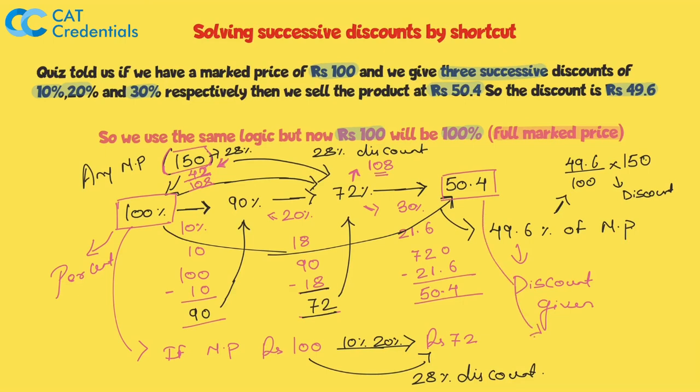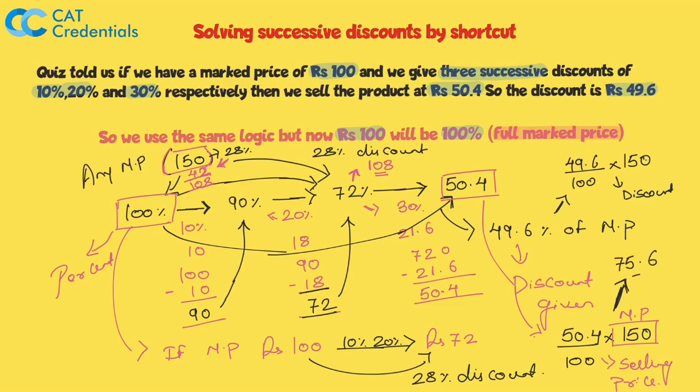Now if you ask me, don't tell me the discount, tell me what will be the selling price right now. I'll tell you 50.4% of your mark price, which was 150, will be your selling price. So calculate 50.4% of 150 and that will be your selling price. That's how you calculate everything in terms of percentage. Instead of 150 you can have any value. So let's calculate this and finish this problem.